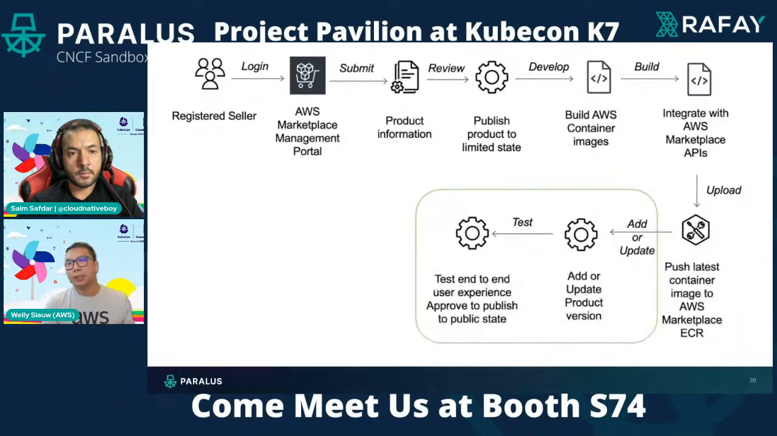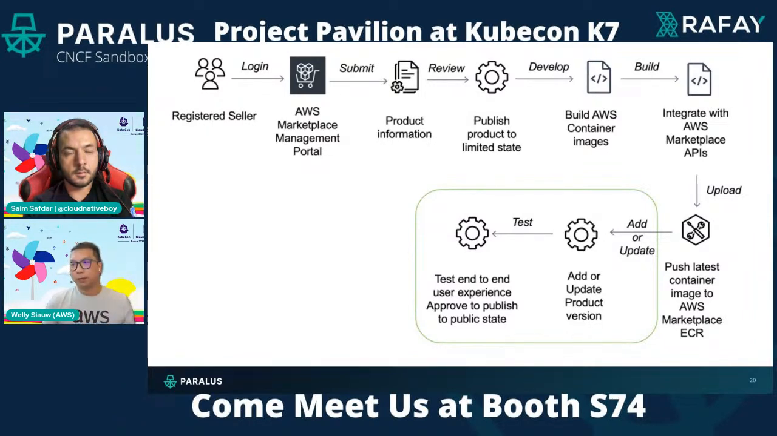You first register as an AWS Marketplace seller, then you submit your product and go through the review process. This is when we look at all the attributes of your product, and then you actually develop and push those container images into the registry within the AWS Marketplace. You can also integrate with the Marketplace API if you have to do billing and metering and stuff like that. It's not always relevant, but it's there if you need it.